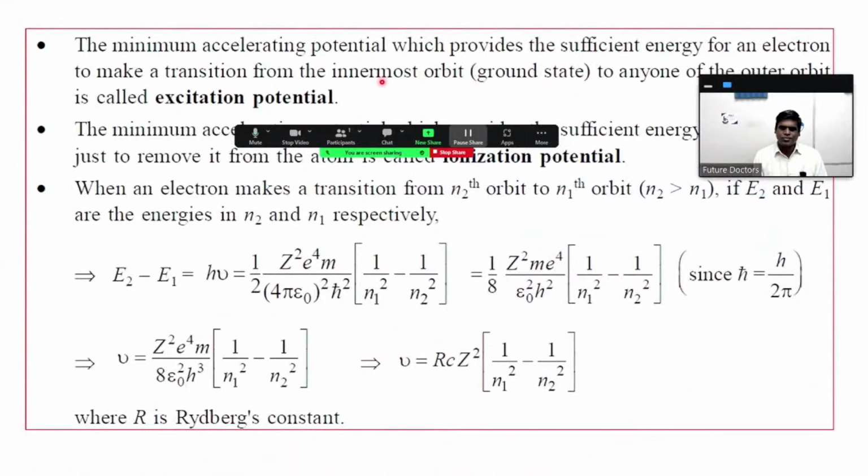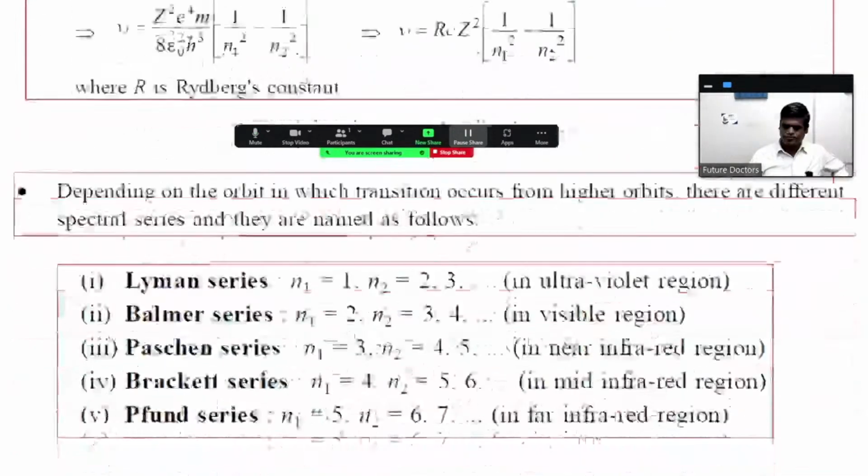What is excitation potential? The minimum potential which provides sufficient energy for an electron to make a transition from the innermost orbit to any one of the outer orbits is called the excitation potential. And the ionization potential is the minimum accelerating potential which provides sufficient energy for an electron just to remove it from the atom.